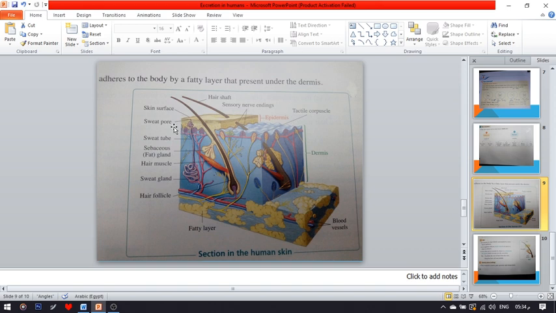The last thing we're going to talk about today is the sensory nerve endings. They respond to touch, pain, pressure, and temperature.